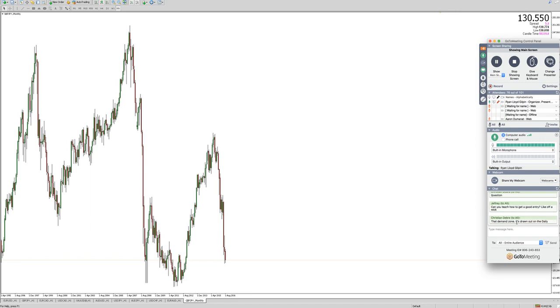And I don't do wick entries. I don't do wick entries. It's that simple. Yeah, that demand was drawn out on the daily. I don't use take profits. I close my profits manually. I set my stop loss 40 to 50 pips. Entry on the H1, correct.